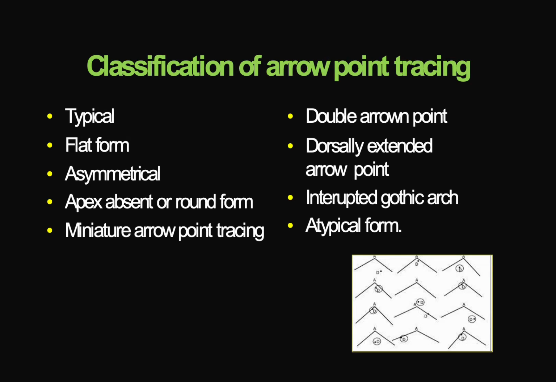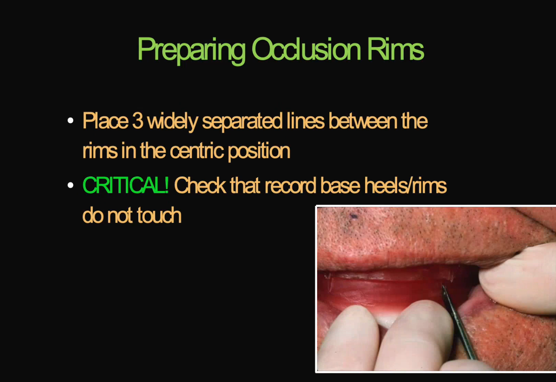There are various other atypical forms of arrowhead tracing like flat forms, asymmetrical, absent apex or round form, miniature arrowhead tracing, double arrowhead tracing, dorsally extended arrowhead, interrupted Gothic arch and atypical forms.